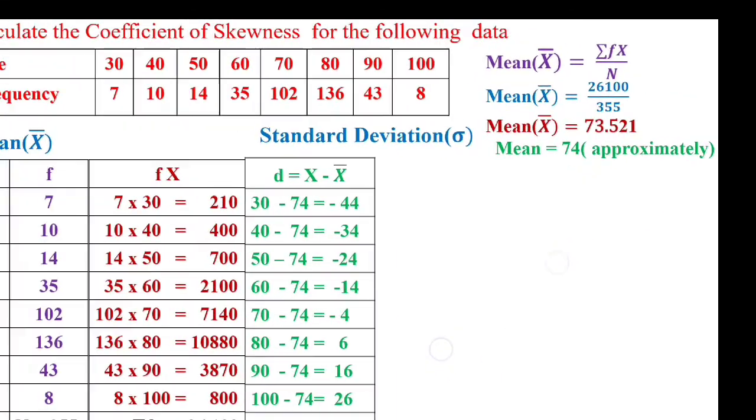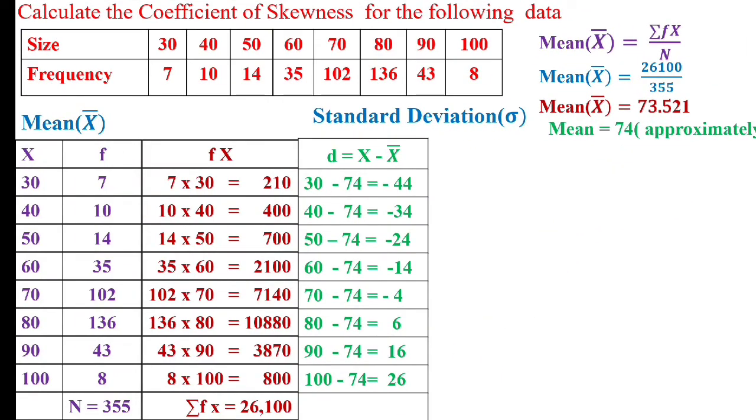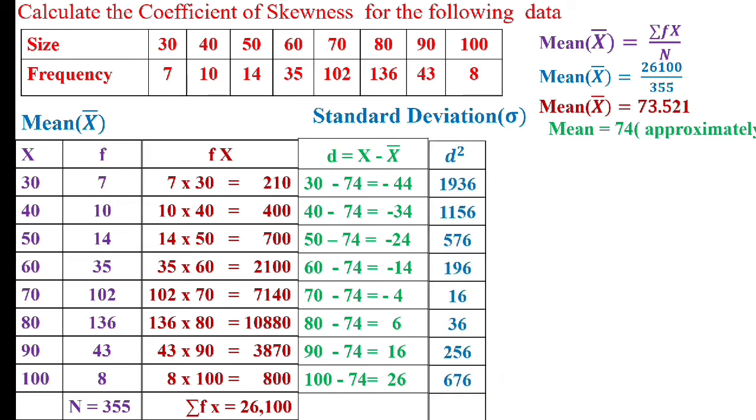We are going to find the squared deviation values in the next column, d square. 44 square is 1936, 34 square 1156, 24 square 576, 14 square 196, 4 square 16, 6 square 36, 16 square 256, 26 square 676. Since frequency is given, we find another column: f into d square.